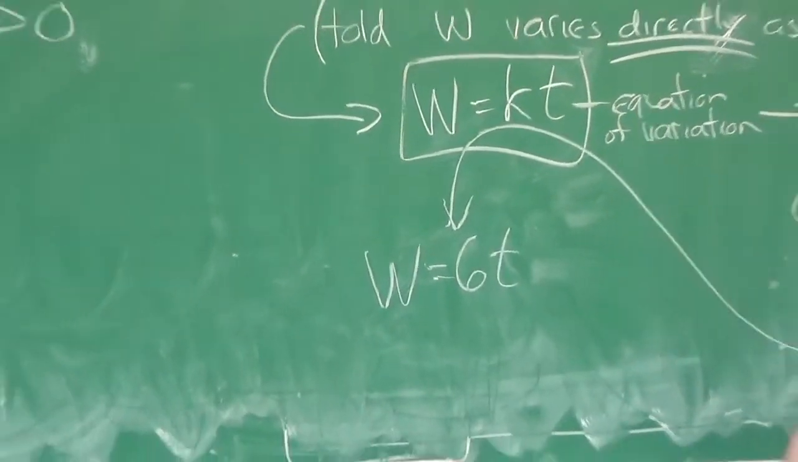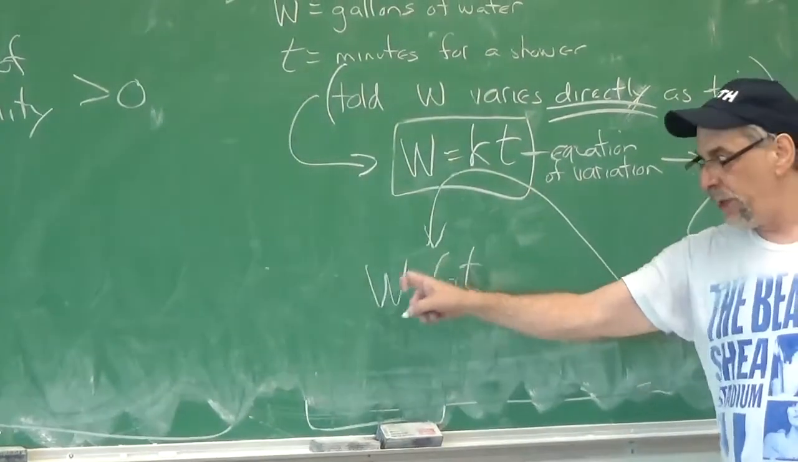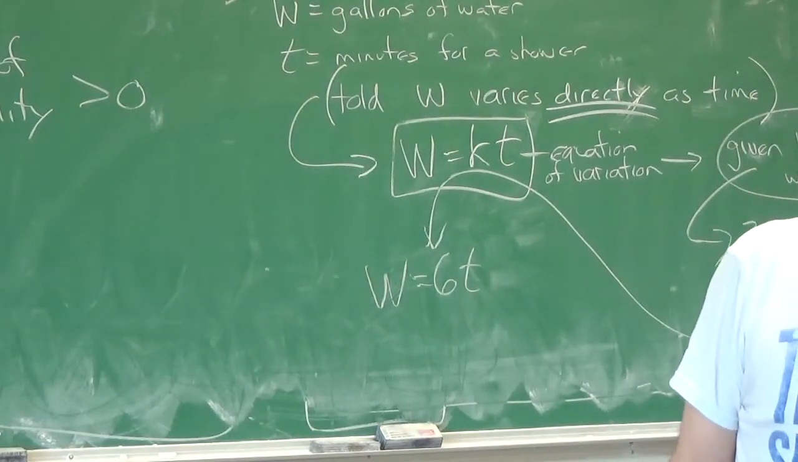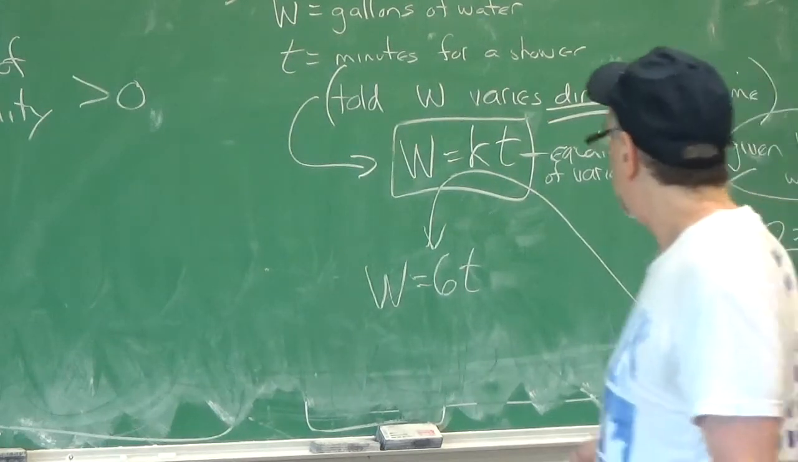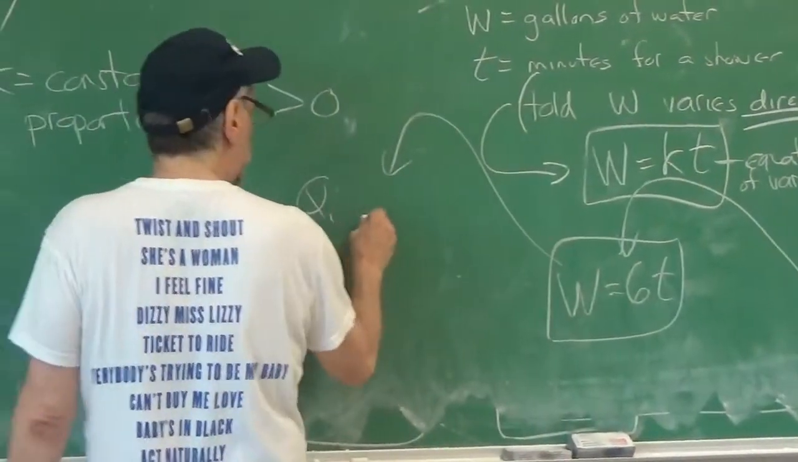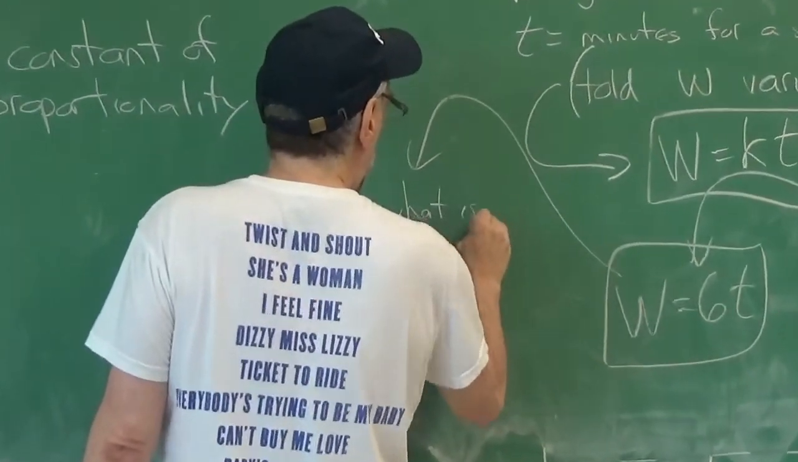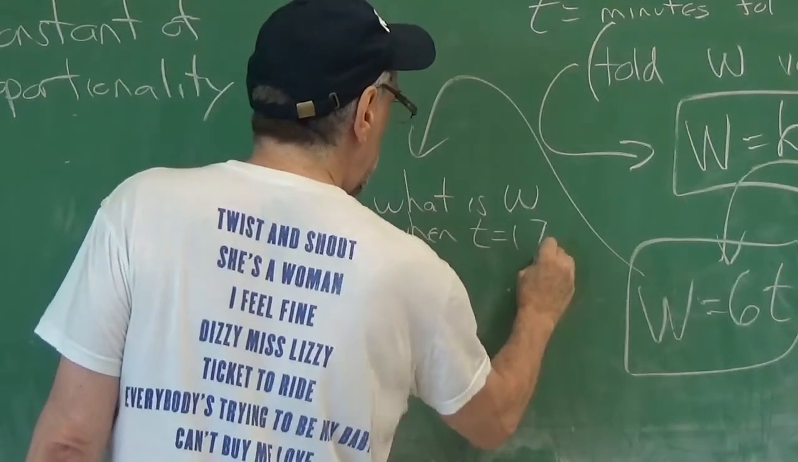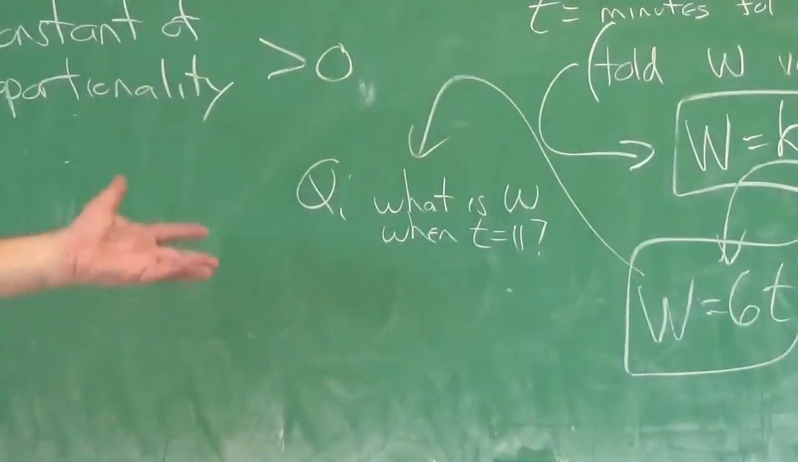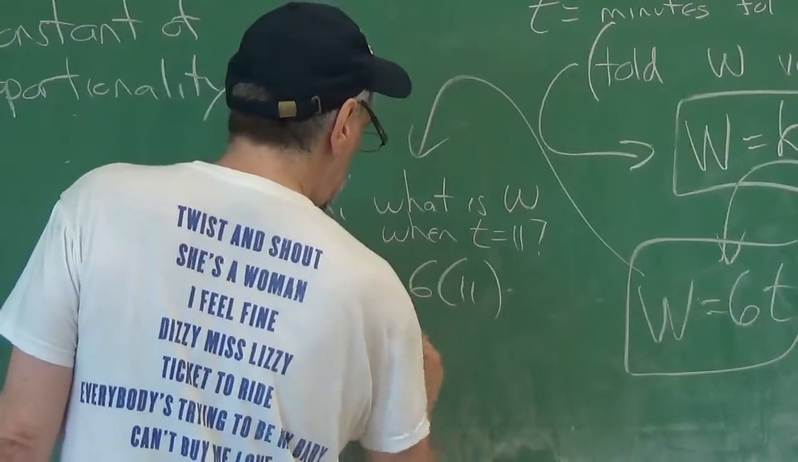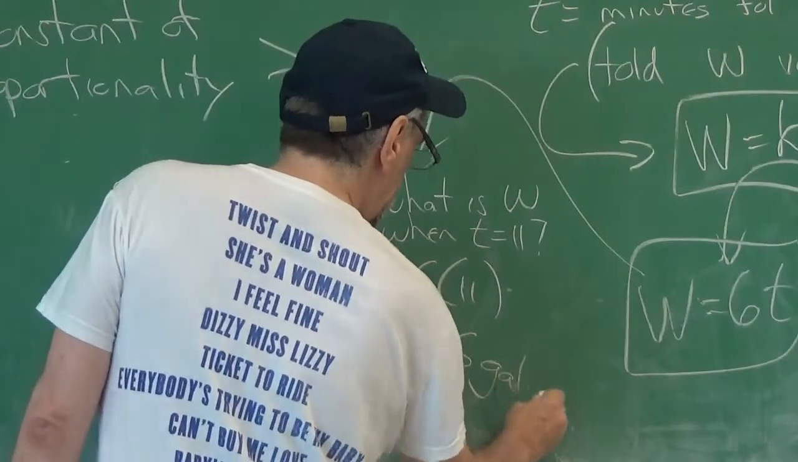Now we can put that k back into the formula and answer any other question. Given any t, what is w? Given any w, what is t? That's generally going to be a follow-up question. It says, how much water is used in a shower lasting 11 minutes? So what is w when t equals 11? We're just plugging 11 in there, and we get 6 times 11 or 66 gallons.